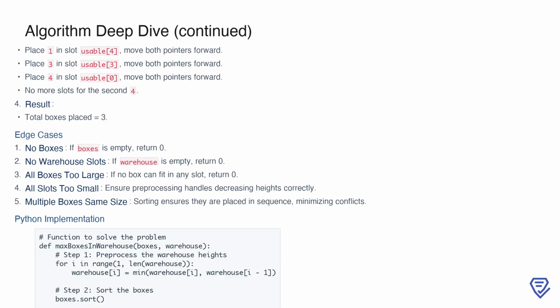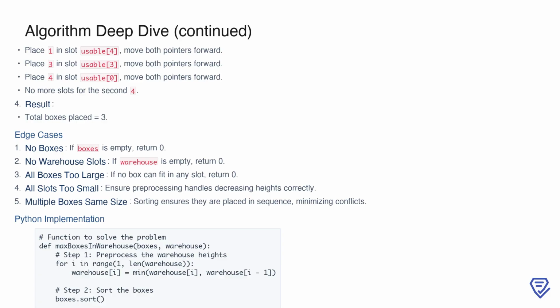At this point, we have no more slots available for the second box of height 4 because the remaining warehouse slots have heights too small to accommodate it. Thus, the placement process ends here, and the total number of boxes placed is 3. This example highlights how sorting and pre-processing work together to maximize the number of boxes placed. By ensuring each step is efficient and systematic, we can handle even larger inputs with ease.